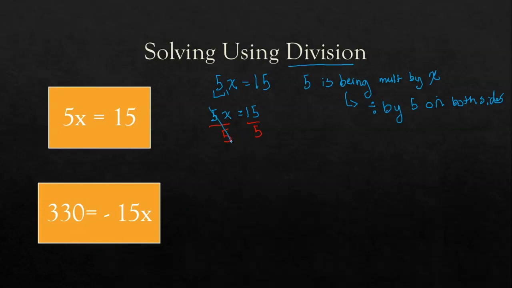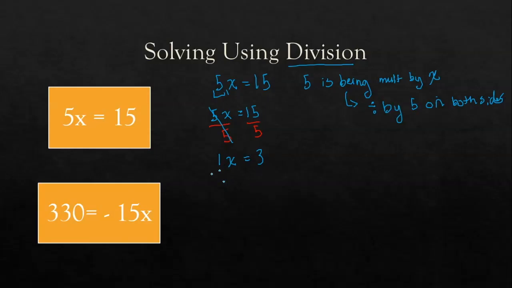So when I do that, this 5 divided by 5 goes away. That's the reason we did it. If it doesn't go away and there's still a number in front of the x, we did something wrong. So anything divided by itself is 1, right? So we could write 1x is equal to, and 15 divided by 5 is going to give me 3. And again, you can use your calculator for this if you wish.